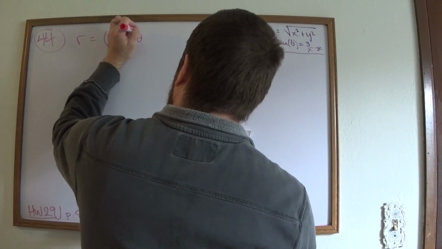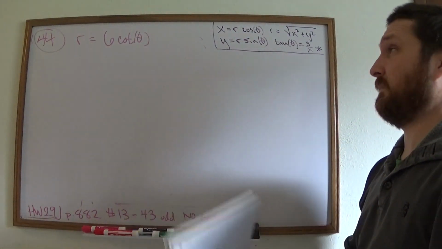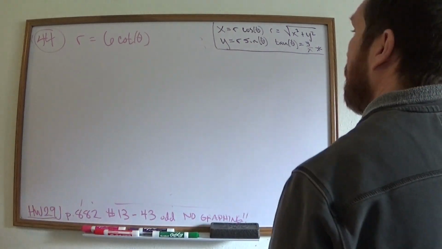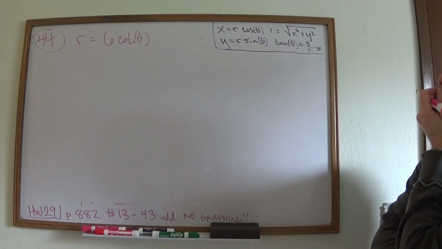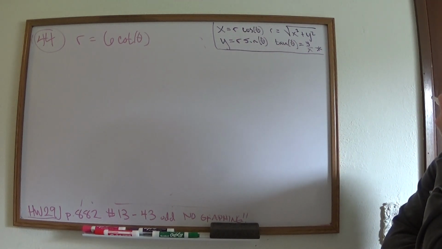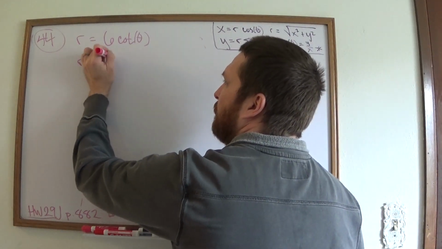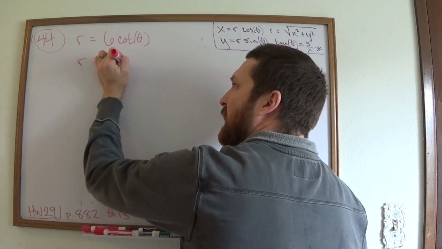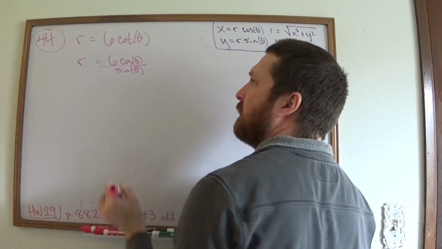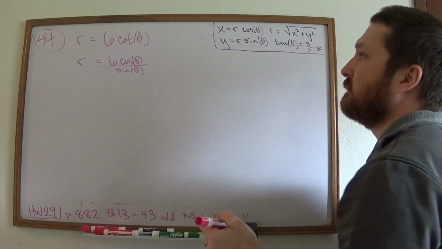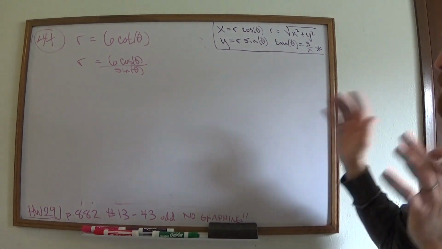R equals 6 cotangent theta. And here's the thing, I'm not sure what they're looking for with this. You could do 1 over tan, or you could do cosine over sine, and I think that's where I started. I said, okay, 6 times cosine theta over sine theta. I mean, it's going to get ugly. There's really no way out of this, and some of them are just ugly.